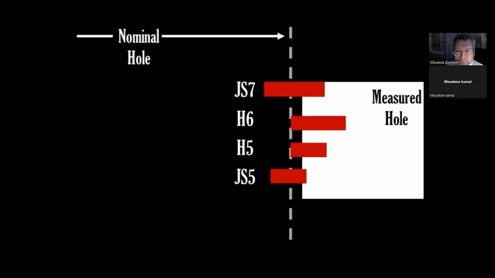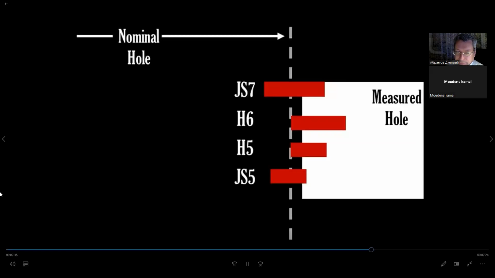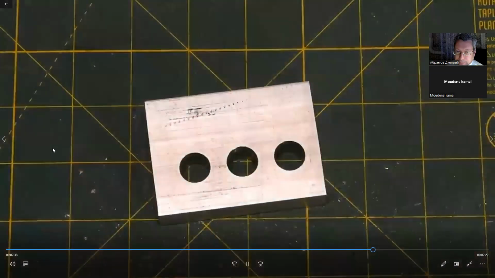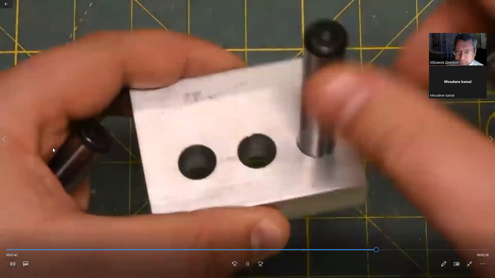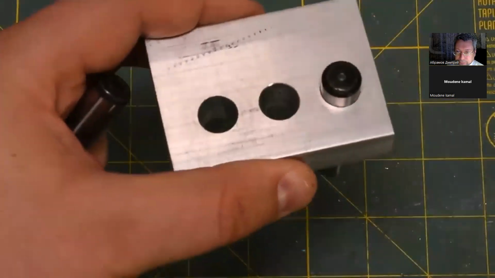The JS7 refers to the tolerance zone that the hole falls in. A hole that is 10.001 millimeters is in the JS7 tolerance zone, but it's also in the H6, H5, and JS5 tolerance zones. You have to remember that we can't measure the hole until after it's cut, and we have to specify the acceptable tolerance zone before it's cut. The fits also have some range to them. For example, these three holes are in the H7 tolerance zone, and these are three H6 dowels.